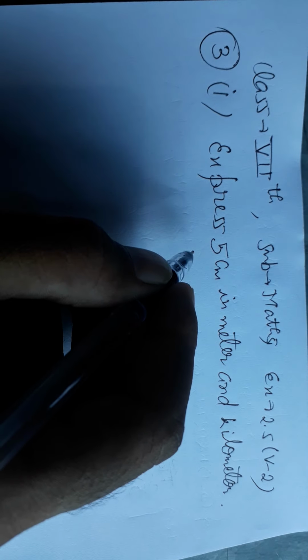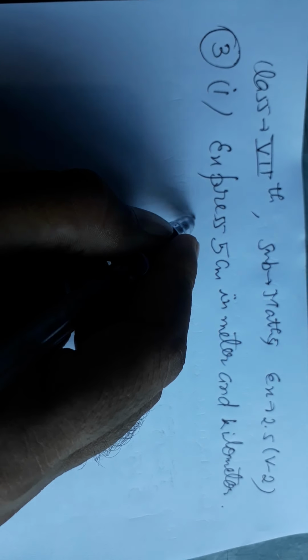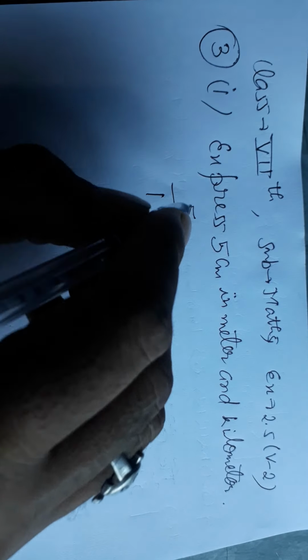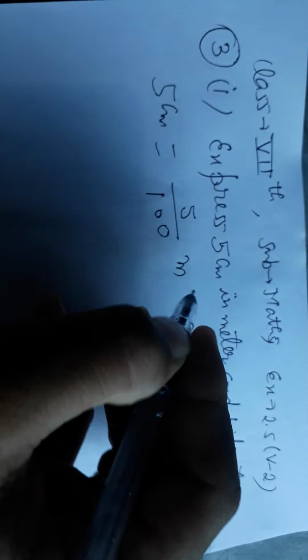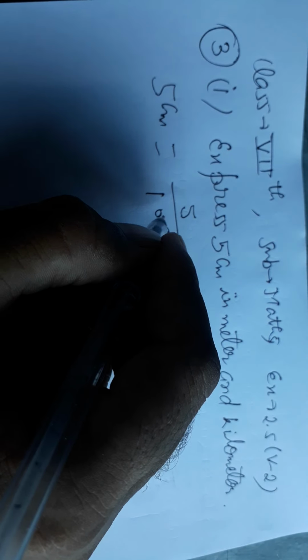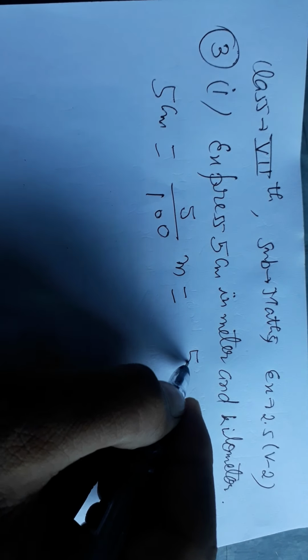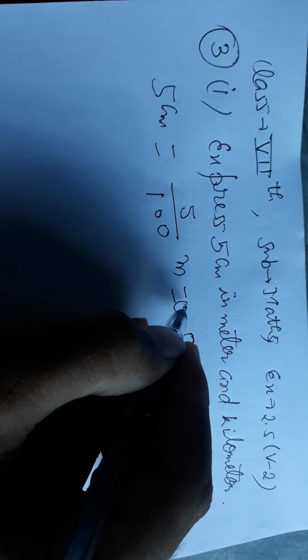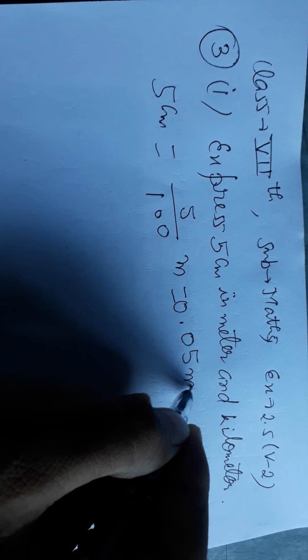Okay, as we know very well, whenever we convert 5 centimeter into meter, we have to divide by 100. So 5 centimeter equals 5 upon 100 meters. If we convert it into decimal, we get 0.05 meters as our answer.